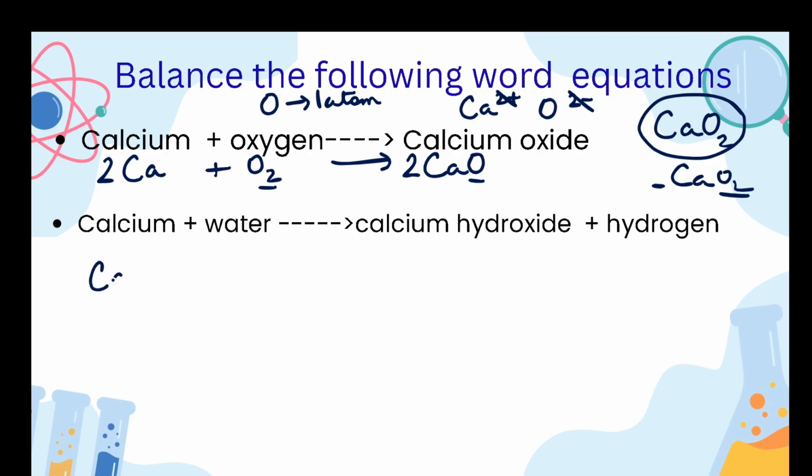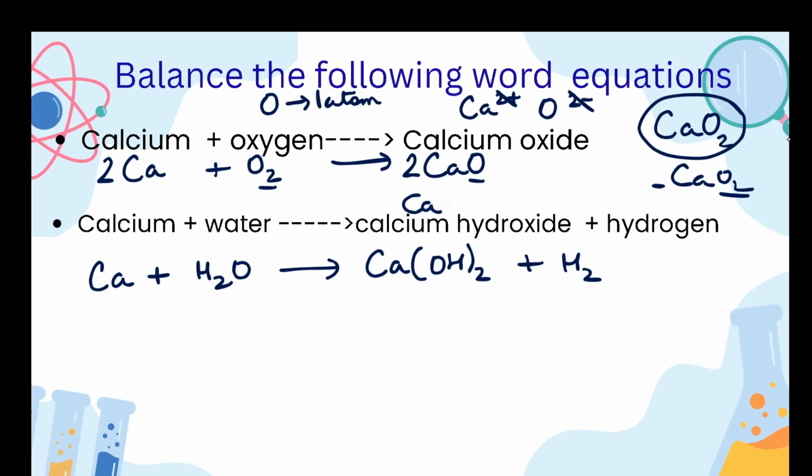Moving on to the next, we have calcium reacting with water. Calcium hydroxide is Ca(OH)2 plus hydrogen gas. Again, how did I get calcium hydroxide? Crisscross method. Calcium is 2 plus, hydroxide is 1 minus, and interchanging the valencies we get Ca(OH)2.